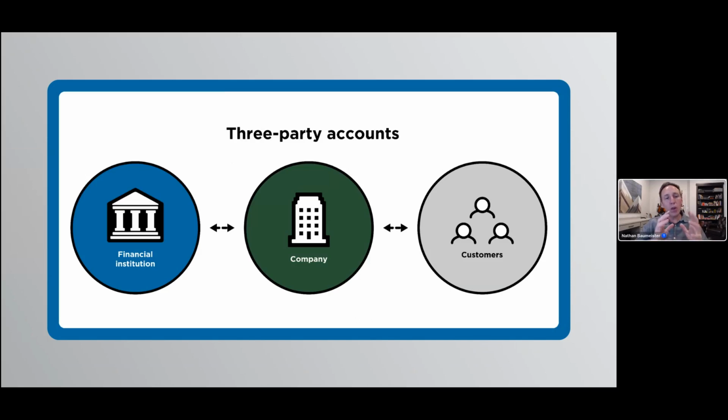So when you have a three-party account, you have the financial institution where the money is being held. You have a company, this would be your commercial customer, commercial client, who's actually the one that is managing the funds. They're holding the funds. However, the funds actually belong to someone else. In this case, we have the circle referring to it as the customer.